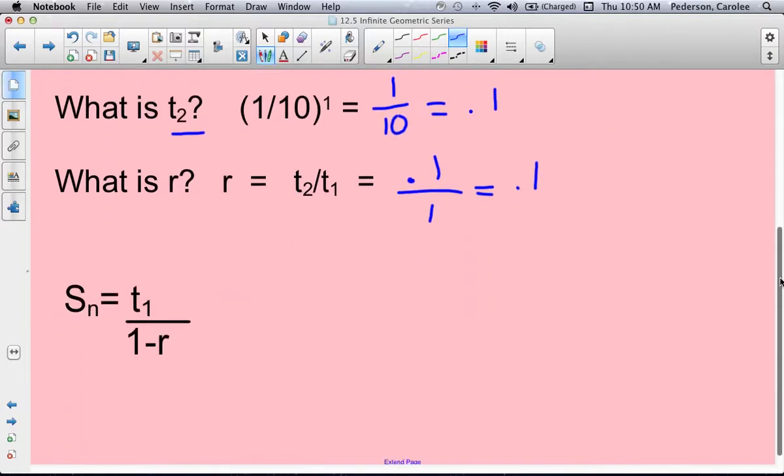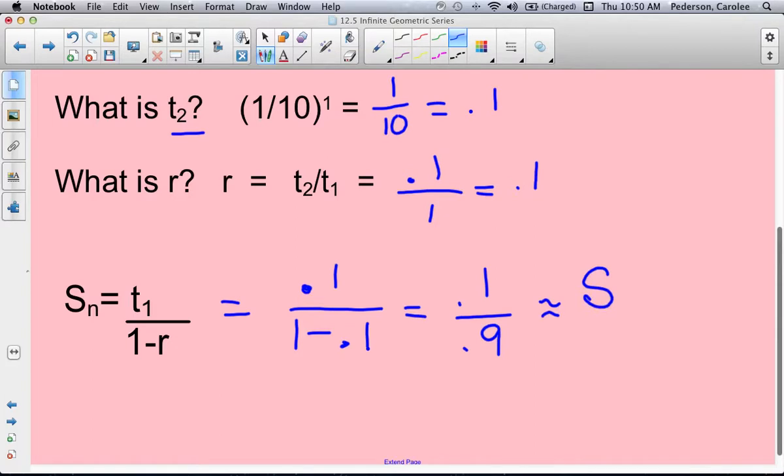Now we can go ahead and substitute it into the formula. Term 1 is 1. 1 minus r, common ratio is 0.1. 1 divided by 0.9 is a sum of 0.1 repeating.